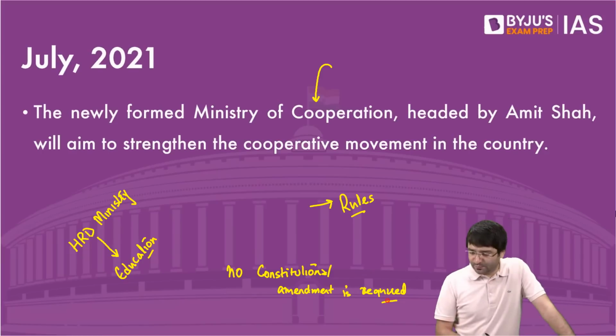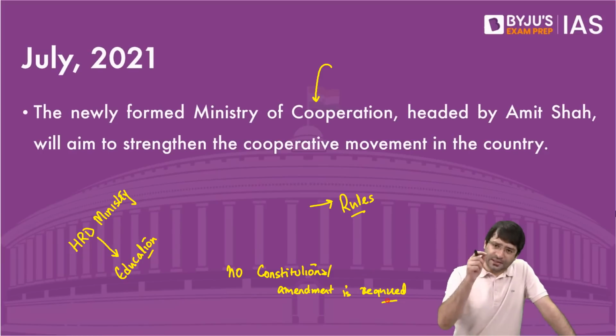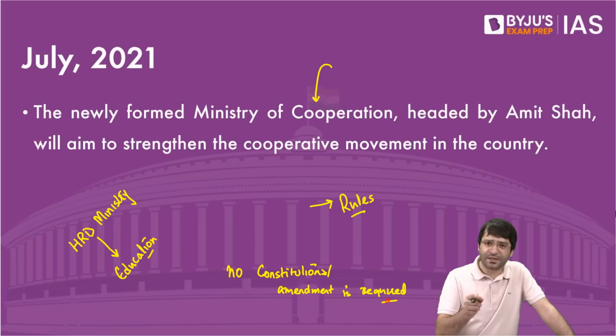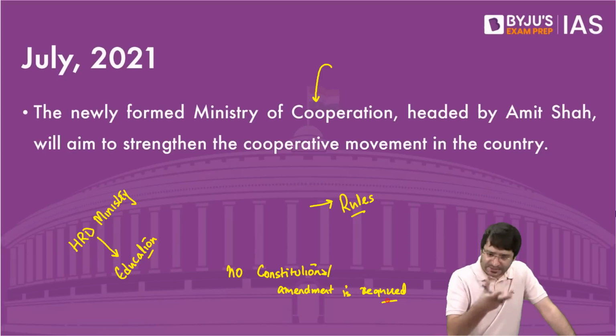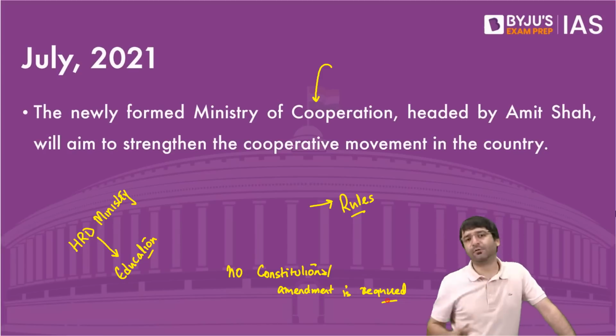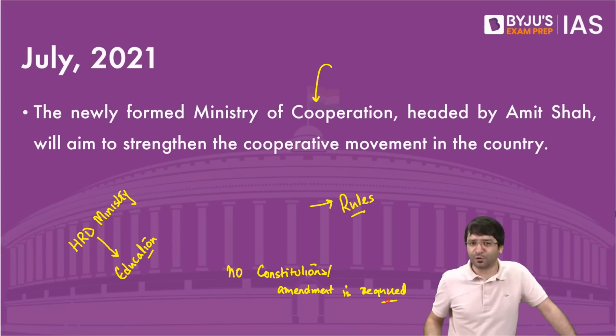But you will need more ministers, and that cannot exceed 15% of the Lok Sabha. The number of ministers, including the Prime Minister, which means the number of cabinet ministers plus ministers of state plus ministers of state with independent charge plus the Prime Minister. This total number shall not exceed 15% of the Lok Sabha.